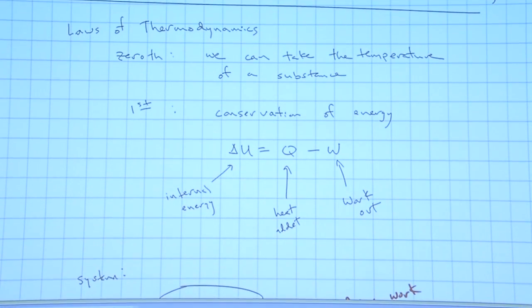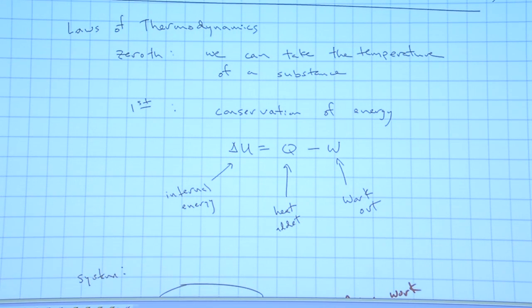I'll read it to you. If object A is in thermal equilibrium with object C, and object B is separately in thermal equilibrium with object C, then objects A and B will be in thermal equilibrium if they are placed in thermal contact. So what does that tell us? It tells us we can take something's temperature.